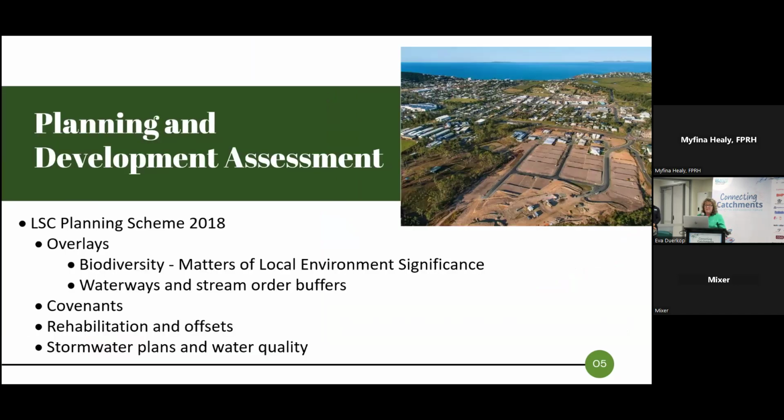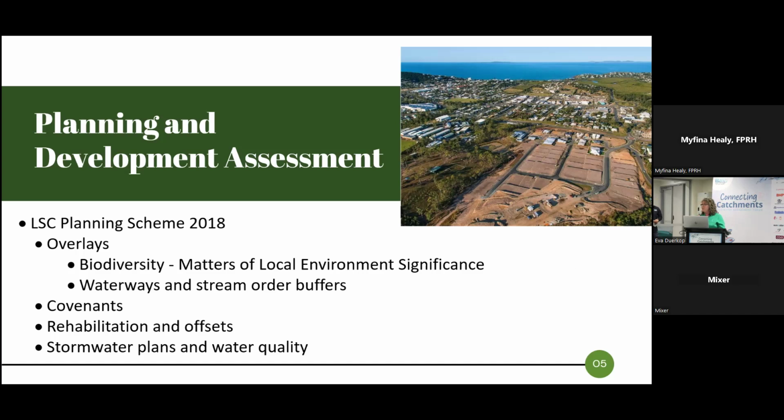In the planning and development area, we have our planning scheme. So it's relatively new, 2018, but we are looking at a review and potential amendments at the moment. Some key aspects of the planning scheme involve our overlays. So where biodiversity matters of local environment significance exist, or particular waterways, we might have them identified in our overlay maps. And so development that comes along needs to consider that they interact with an overlay.